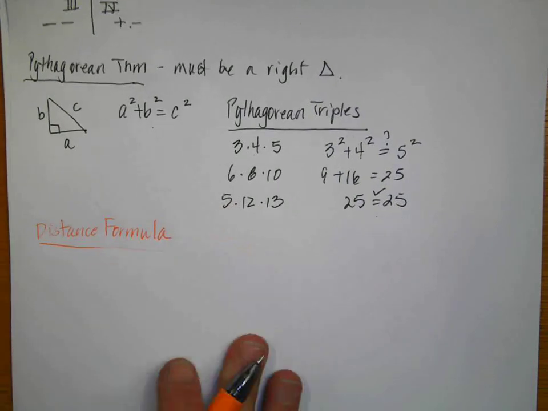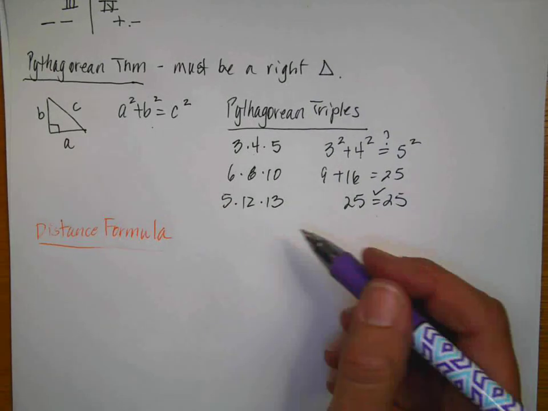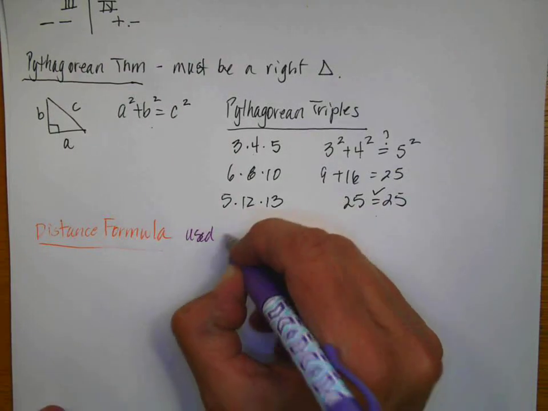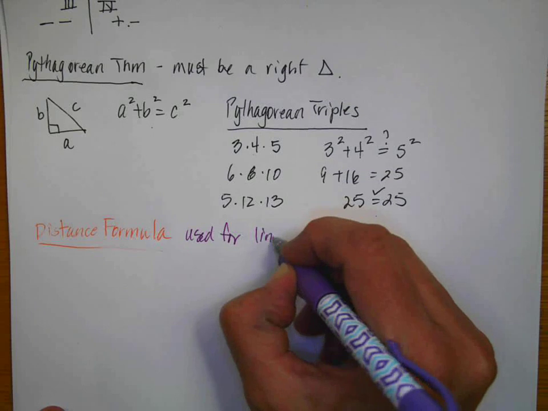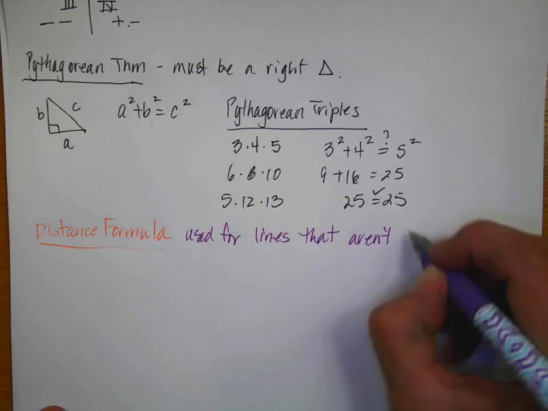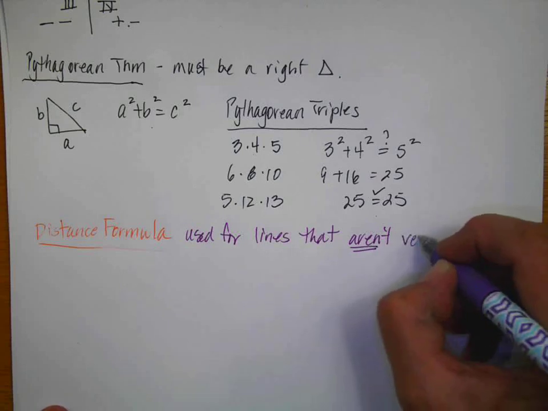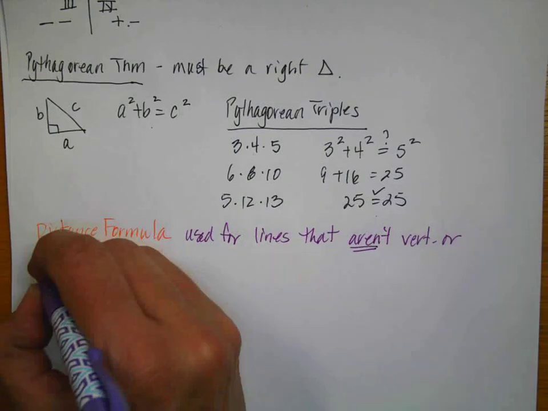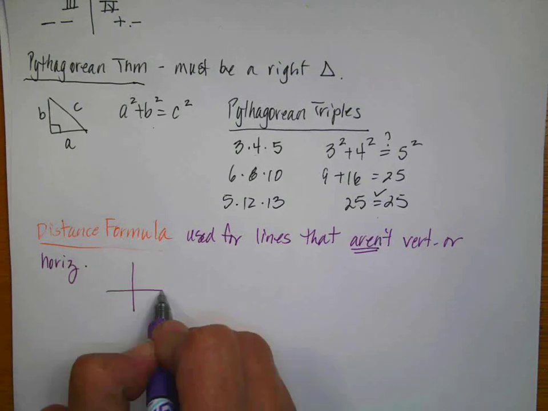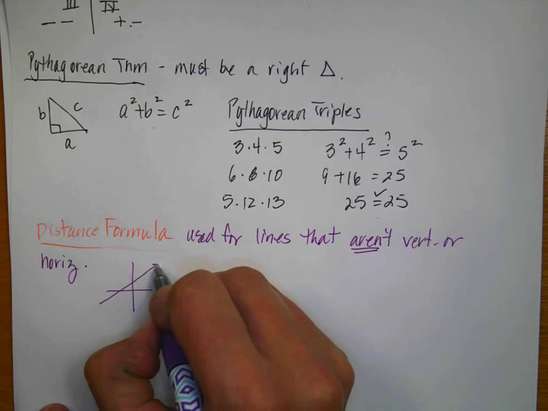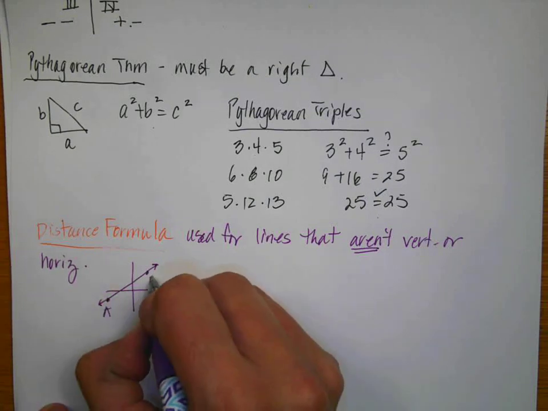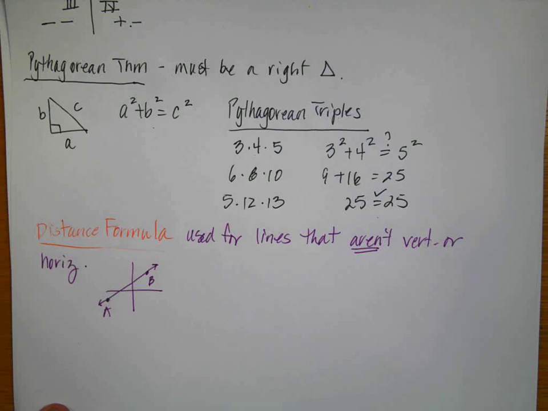All right. The distance formula is used for lines that aren't, and aren't is the key word, vertical or horizontal. So if I had what I call an oblique line, and I wanted to find the distance between point A and point B, then I would use the distance formula.